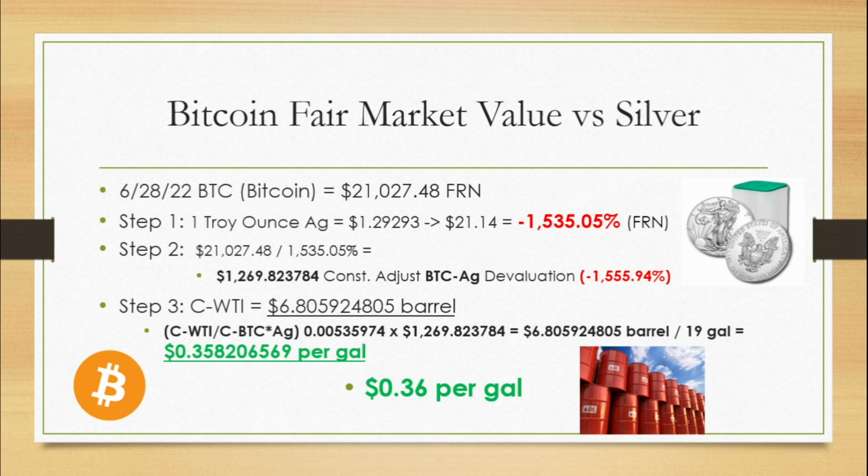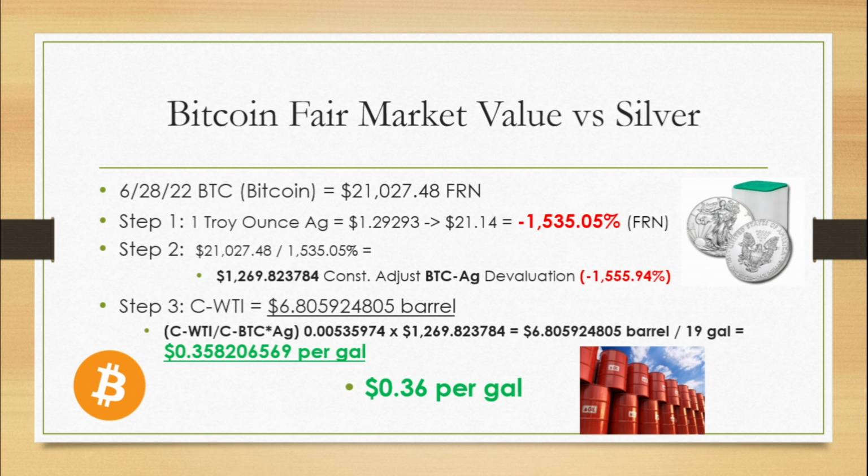So this next example is going to be the fair market value of Bitcoin in silver terms versus oil. Same exact thing up here at the top, taking the Bitcoin price, 21,027. And basically, in this example, we're going to subjugate the current market value of Bitcoin to the amount of purchasing power loss with the silver, which is 1,535%. So we take 21,027, divide that by 1,535%, and we have a constitutionally adjusted value of Bitcoin at 1,269.82 and some change on a silver basis.